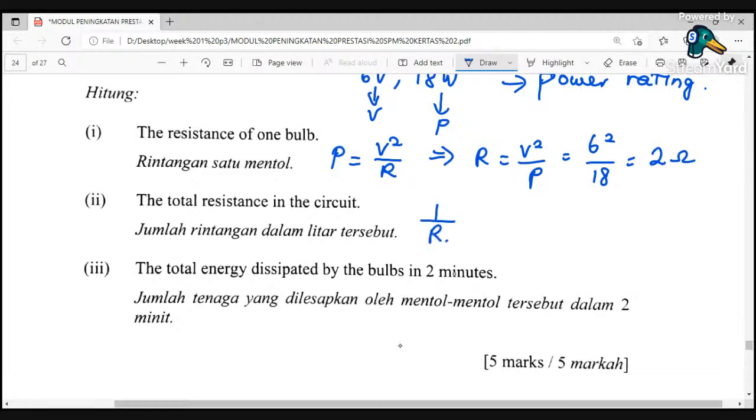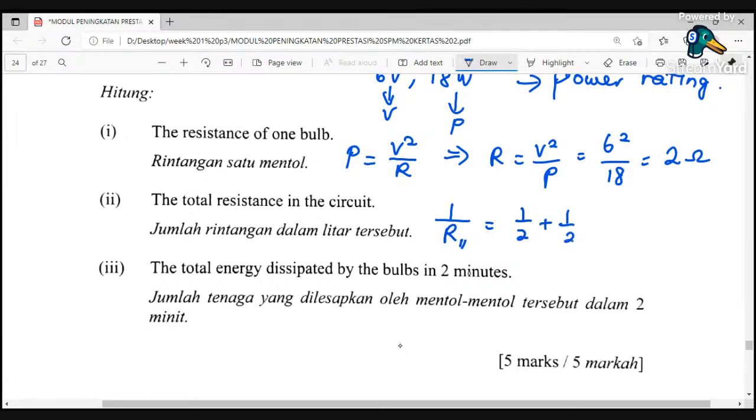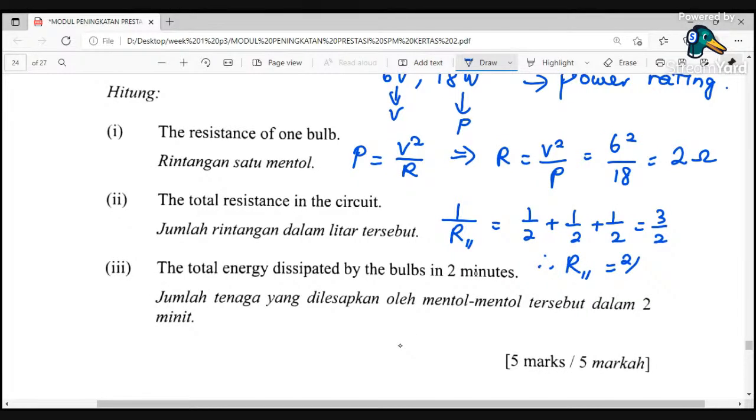1 over R parallel, right? 1 over 2 plus 1 over 2 plus 1 over 2. So it becomes 3 over 2, so R parallel equals to 2 over 3. Don't leave your answer in fraction. Continue to calculate, 0.667 ohm. That one is effective resistance. Normally, final answer try to write 3 significant figures. If in standard form, 2 decimal.